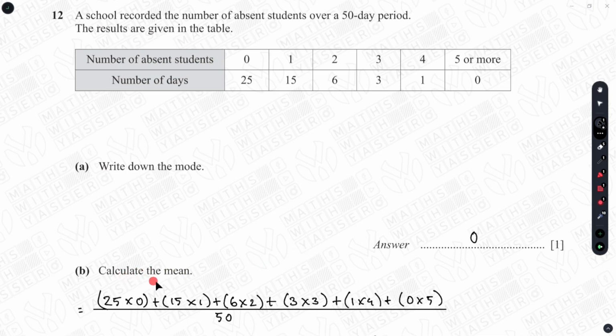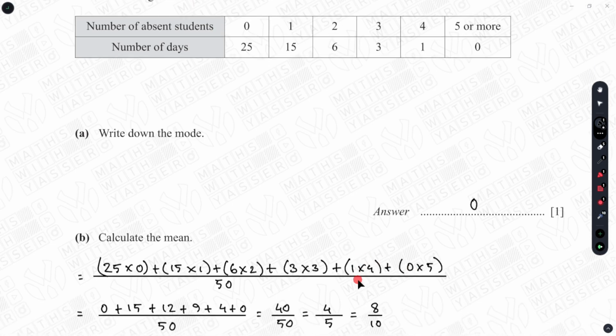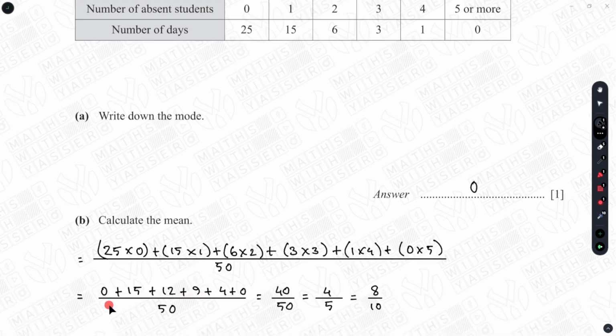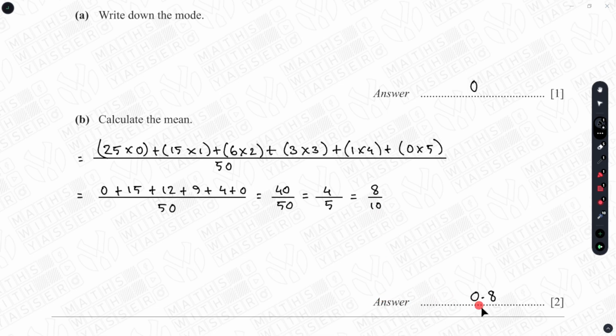Then it says calculate the mean. That means we need to find the sum of the products and divide it by the total number of days. So this will be 25 times 0 plus 15 times 1 plus 6 times 2, and of course we need to add all these values over 50. Simplifying it, we will get 40 over 50, which can be written as 4 over 5. We can multiply both of these numbers by 2 and we will get 8 over 10. So therefore, it will be 0.8.